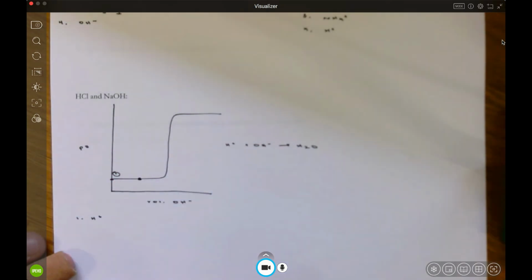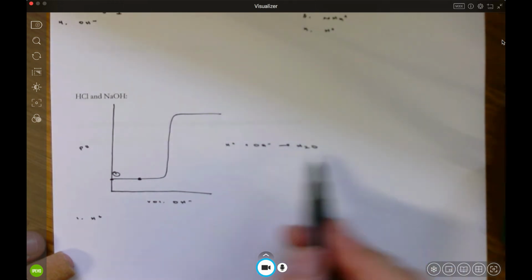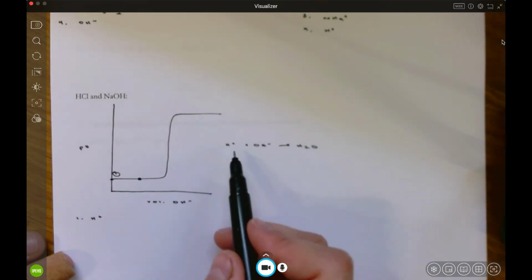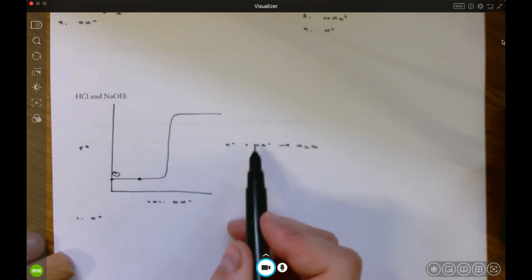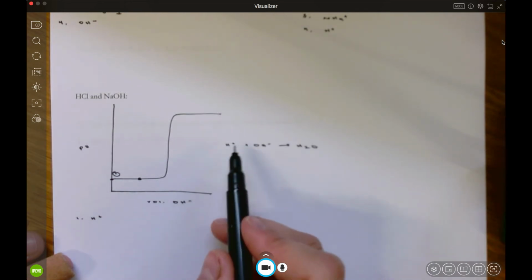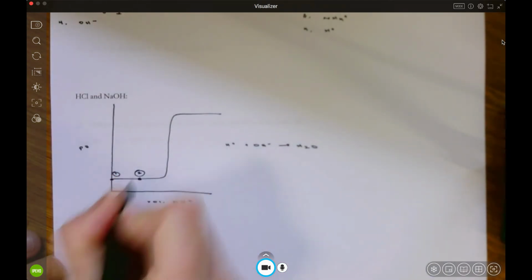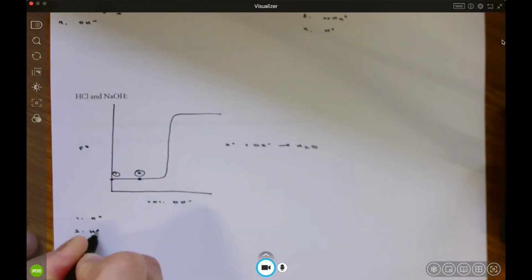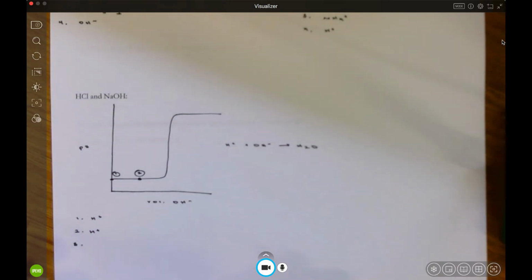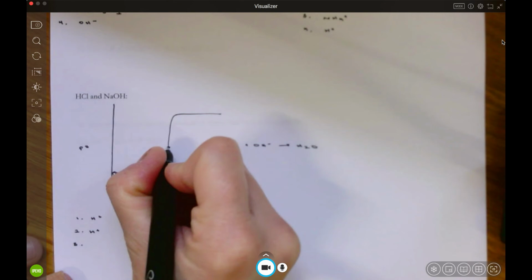I don't really have a half equivalence point because I don't really have a conjugate here because they're both strong. I've added half as much hydroxide as I had H+. So the only thing that's going to be present is going to be my H+ still, and then some water that formed. So it's not really a half equivalence point because, I mean it is, but I don't have any weak base there.